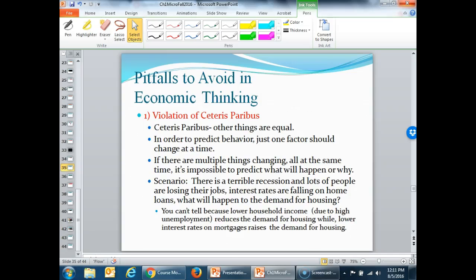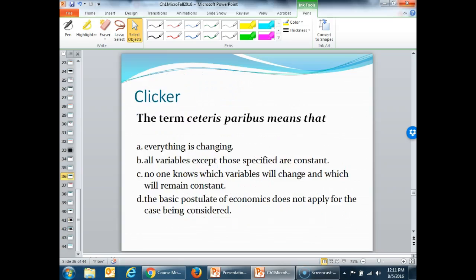to happen. We need ceteris paribus to the rescue, right? We need just one thing to change. We'll say, well, high unemployment, demand for housing down. Or you can say really, really low interest rates, demand for housing up. But if more than one thing changes, you just cannot make a good prediction. And so that's why we use ceteris paribus.